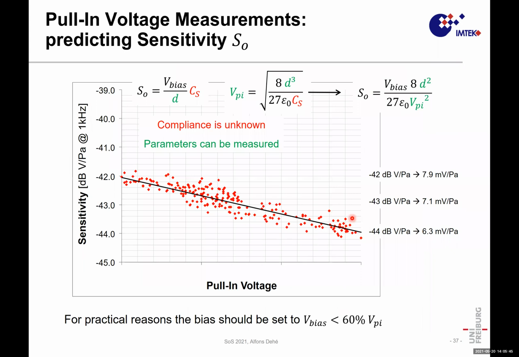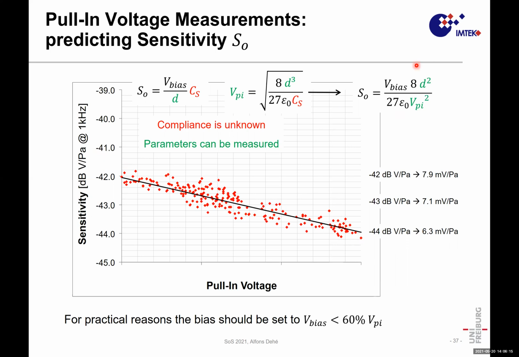And last but not least, we see here a fab measurement. There are some 1,000 microphones or different lots fabricated. And we see here the sensitivity in decibel volts per Pascal plotted over the pull-in voltage. This scale is hidden because it's production data. And you see here that we have a straight correlation between sensitivity and pull-in voltage, which is basically reflected in this formula.